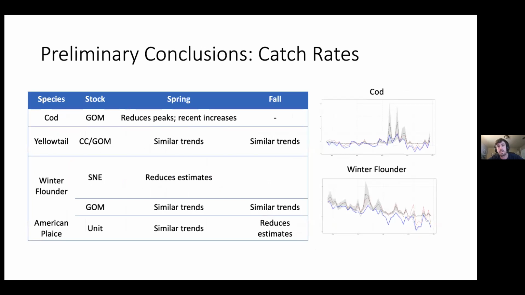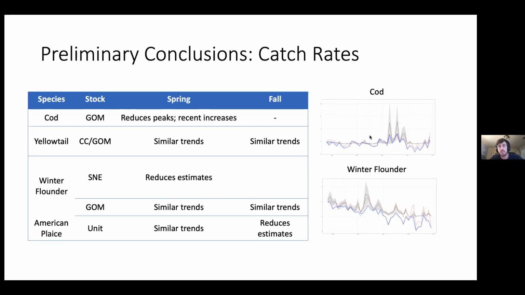So these are preliminary conclusions again. This work is still ongoing, and I think there are a lot of ways I can refine it and make it better. So for these species, some of the takeaways so far: from cod, I think putting it into the model framework reduces some of these peaks in abundance, which originally gave me heartburn, but I think those might be due to some larger tow values that the model is almost treating as outliers.